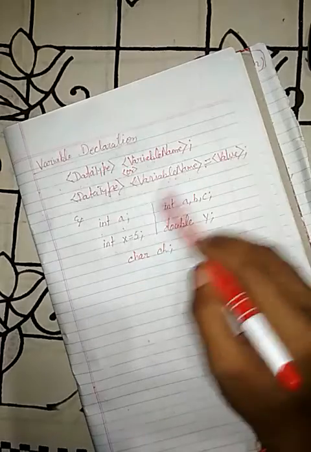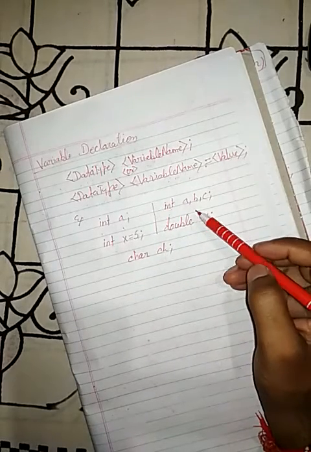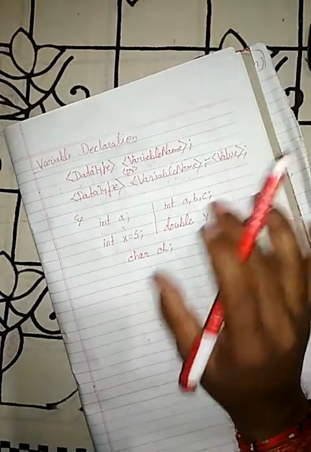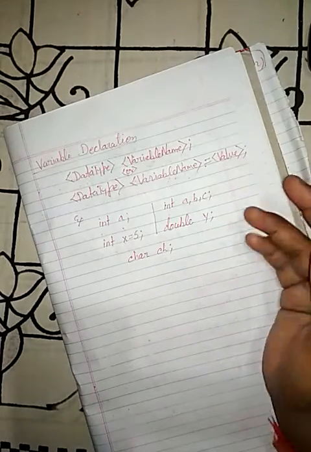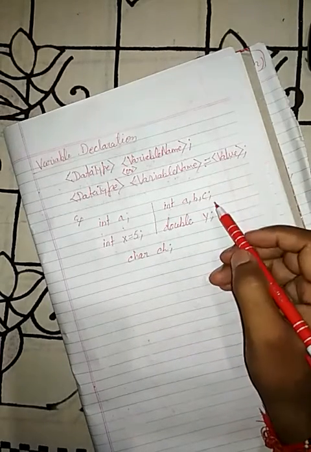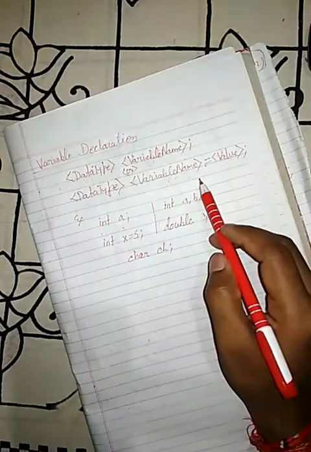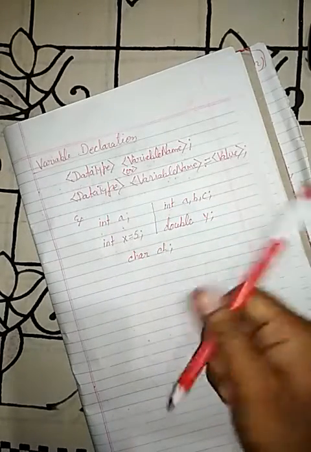Okay, using this technique you can declare a variable in your program. If you are going to write a Java program or any computer programming, then there is a need for variable declaration, and this is the way to declare a variable.